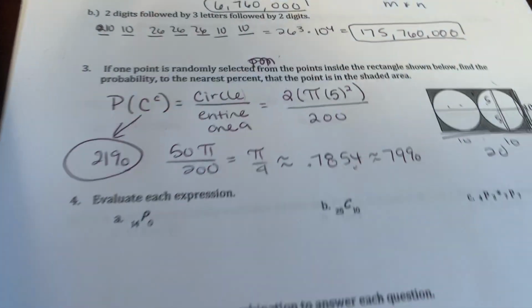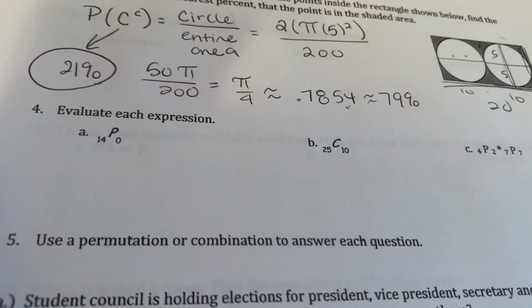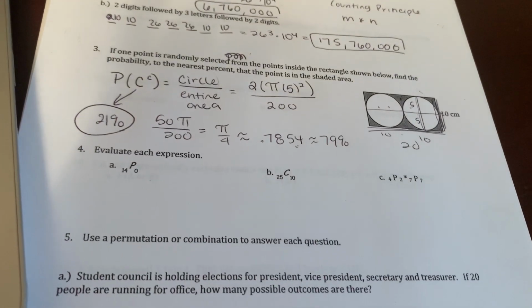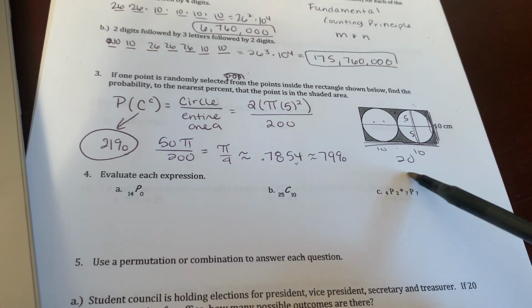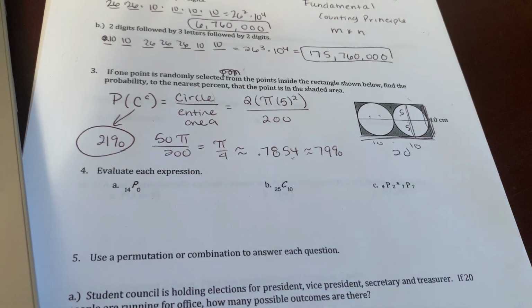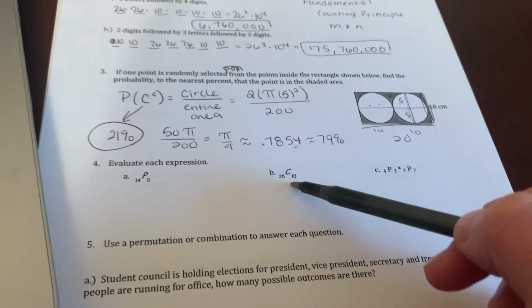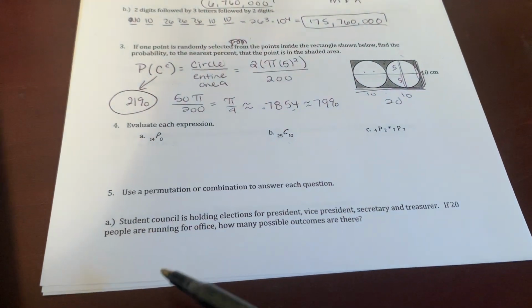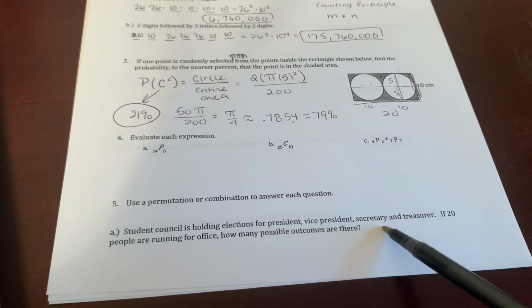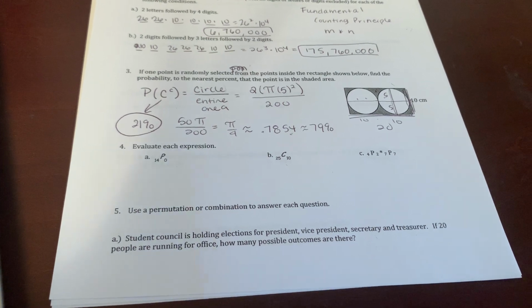All right, now we're getting to the next unit, or the next day, I should say. Permutations and combinations. I'm gonna kind of hold off on this until we actually get to a problem with permutations and combinations, because if I do these formulas, it's not gonna make sense to you. Permutations is where order matters, and combination is when order doesn't matter. So for example, student council is holding elections for president, vice president, secretary, and treasurer. If 20 people are running for office, how many possible outcomes are there?